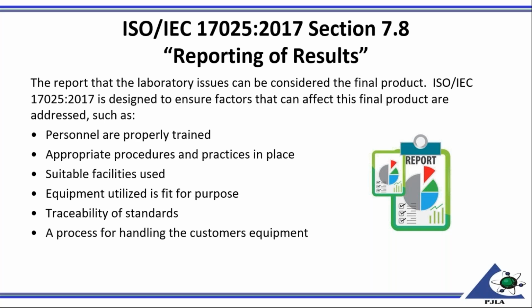Now, ISO/IEC 17025, 2017 revision, is designed to ensure the factors that can affect this final product are addressed. So these can include, but are not limited to, that the personnel are properly trained. We want to make sure that the people performing the calibration or test or sampling know what they're doing, that the appropriate procedures and practices are in place, that there is a plan, a process that is laid out and in place for how they're going to perform the calibration, testing, or sampling, that those are appropriate to whatever test, calibration, sampling you are performing, because there are, God only knows how many different types.